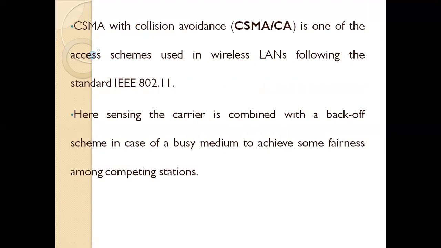So here is CSMA with collision avoidance. We already discussed CSMA/CD, which is used for wired communication in the MAC, in the earlier part, in lecture number 1 and lecture number 2. CSMA/CD means collision detection.